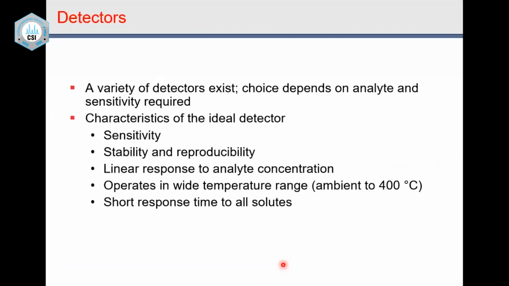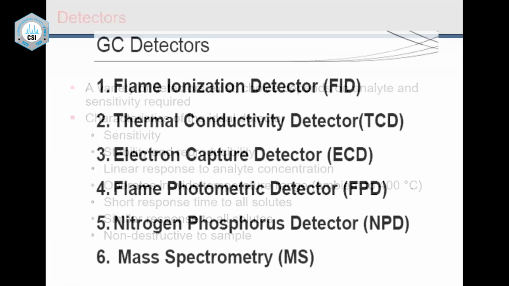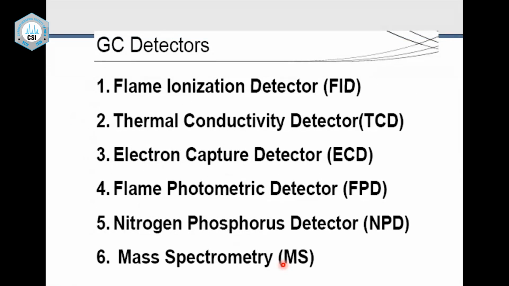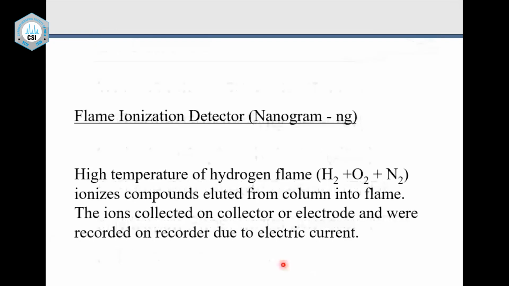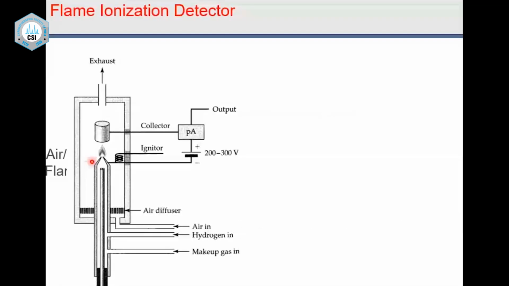There are several detectors which are used, and the main detectors are flame ionization, thermal conductivity, electron capture, flame photometric detector, nitrogen phosphorus selective detector, and mass spectrometer, which will be dealt with by Dr. Ramakrishnan during his talk. Then we go with the most common detector, the flame ionization detector, and here we use hydrogen and oxygen as the gases for producing the flame. Nitrogen can be used as a carrier gas.